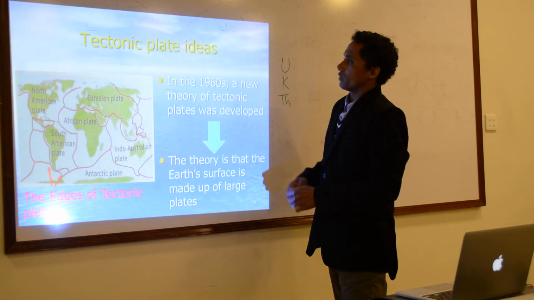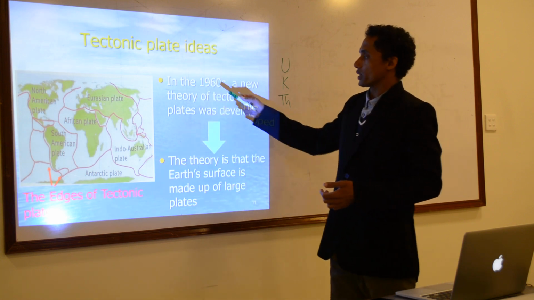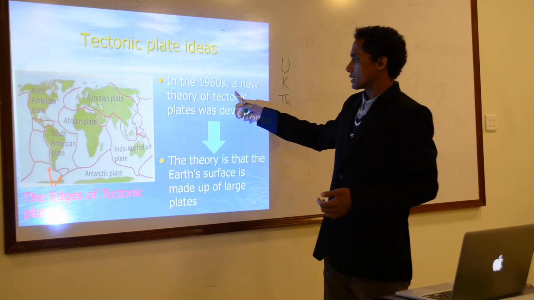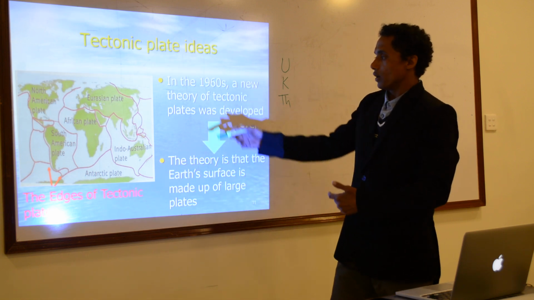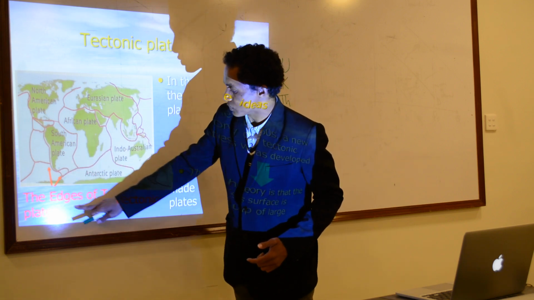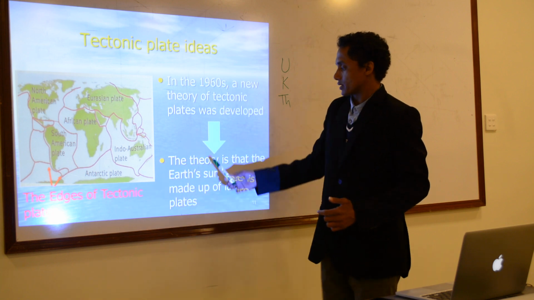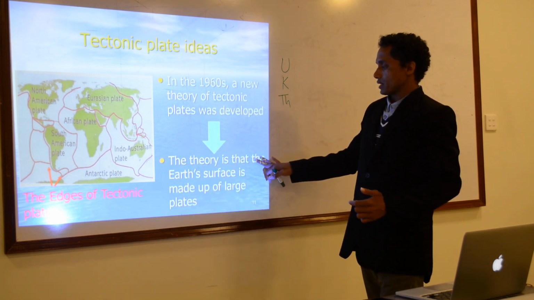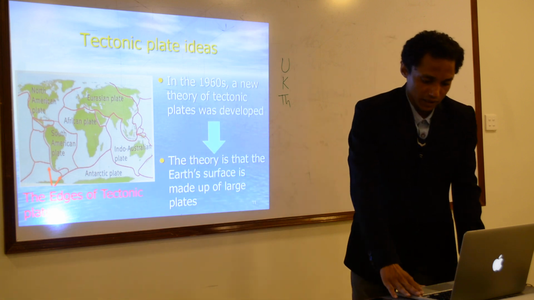Okay, so now we have the tectonic plate ideas. Beyond that, we will have the tectonic plate ideas. In 1960, a new theory of tectonic plates was developed. We can see here the different plates, right? You can also see the edges of the tectonic plates. The theory is that the Earth's surface is made up of large plates.